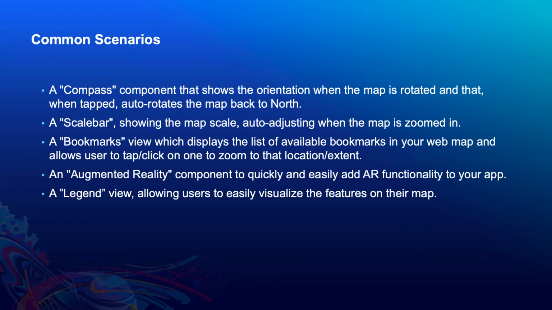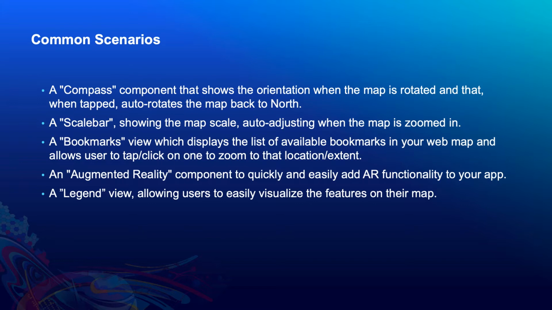Some of the common components provided in the toolkits are a compass, which shows the orientation when the map is rotated, and when tapped, auto-rotates the map back to north. We have a scale bar showing the map scale that auto-adjusts when the user zooms in or out of the map. There's a bookmarks view that displays a list of bookmarks in your currently loaded web map and allows the user to tap or click on one to zoom to that location or extent. It's very useful to highlight an area of interest easily.